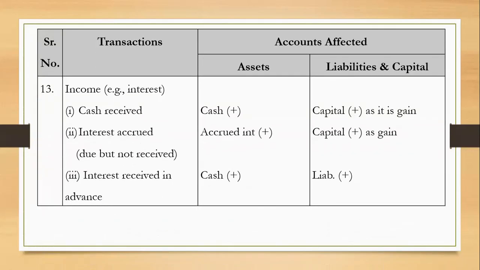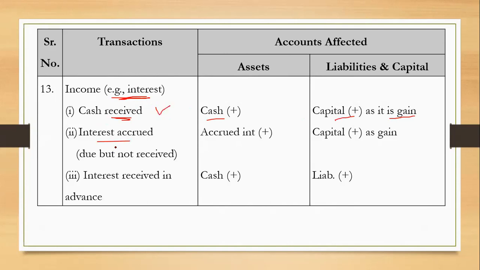Next is this income part, which is again important. We can see that 3 more transactions are there. We just assume that the amount of interest has been received for the first one. You talk about cash received for interest. When you receive cash for interest, we know cash balance will increase, right? And interest is an income for us. And because of any income or gain, our capital is going to increase. Okay. This was simple, no doubt about this.